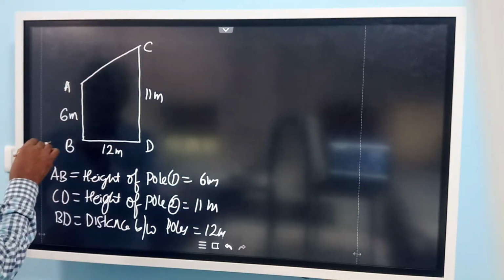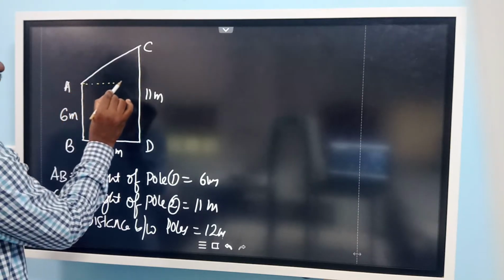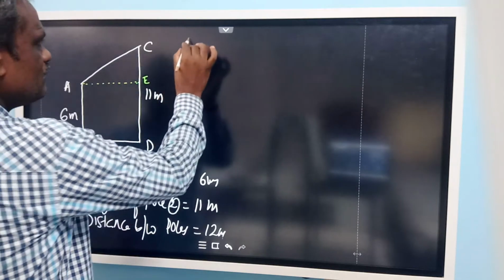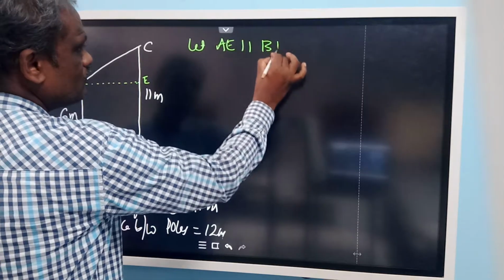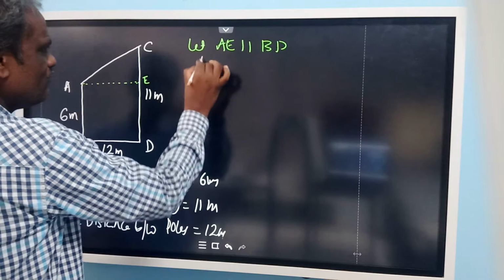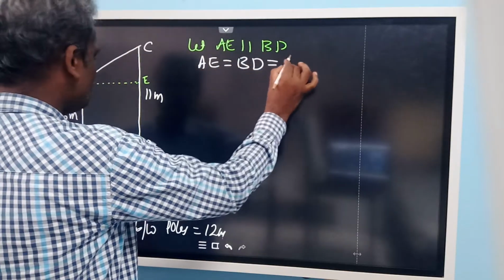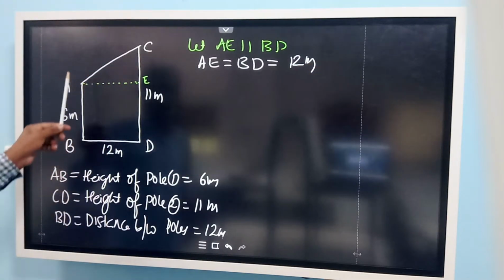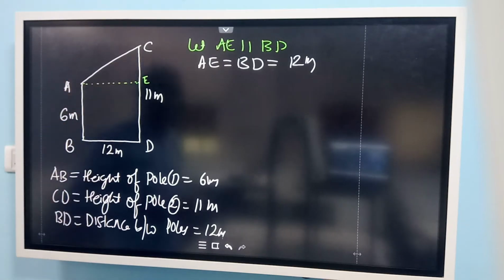So let us draw a parallel line here. In this diagram, I am going to draw a parallel line here. Let us call this E. So here, let AE be parallel to BD. Now AE parallel to BD means AE will be equal to BD, both are equal to 12 meter. Since these two are parallel and perpendicular, the distance will be the same, here also it will be the same, AE will be the same.